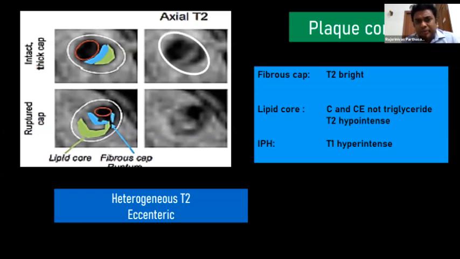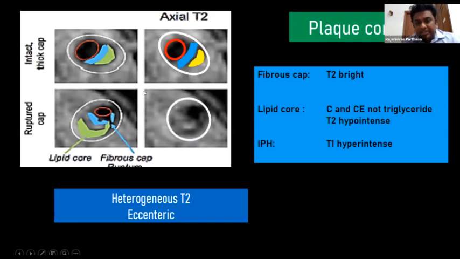So consider this to be the outer lumen of the artery. So this is the lumen of the artery. You see a hyperintense signal here, and this hyperintense signal represents the fibrous cap of the plaque. And then you see a hypointense signal below it, and this is the lipid core.